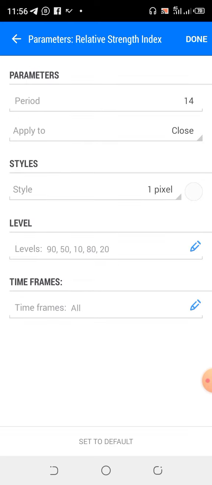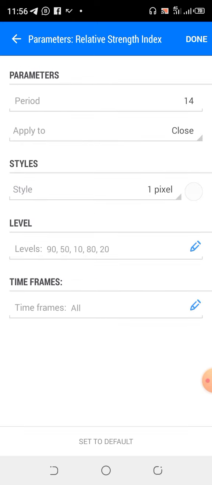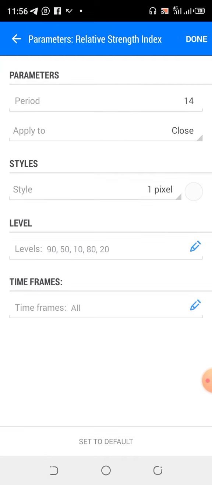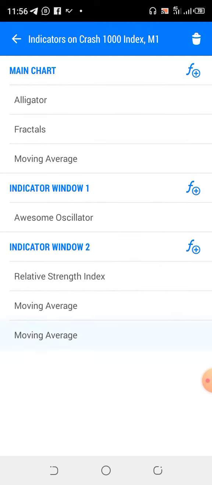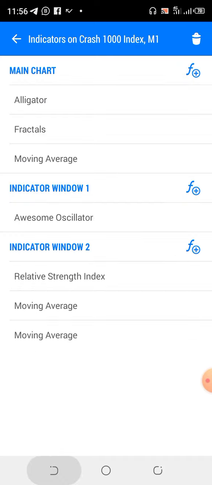Then window 2 is Relative Strength Index 14. The background is color background. On that Relative Strength Index, please make sure that you put the levels like this: 90, 50, 10, 80, 20. That is one thing you should know. Then the moving average 5 exponential. Choose any color of your choice that you can see. Then the last moving average is 34 exponential, and that is how it works.